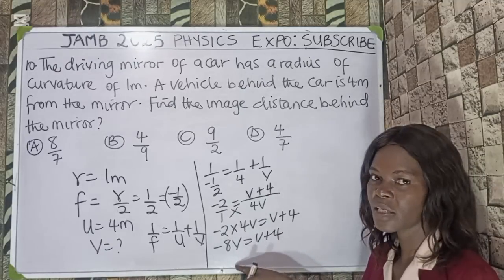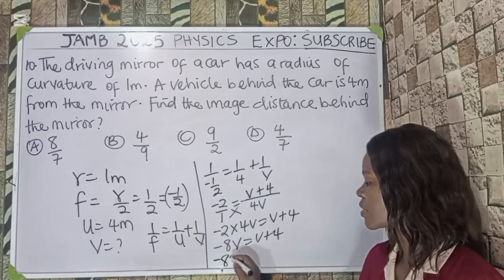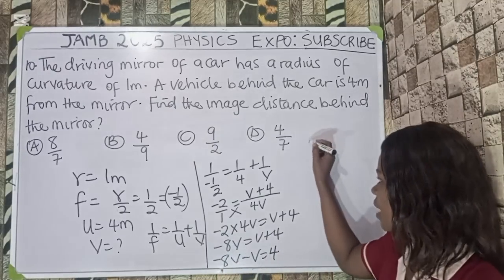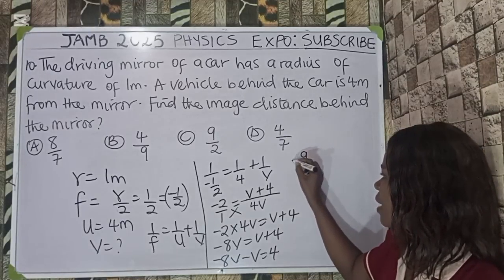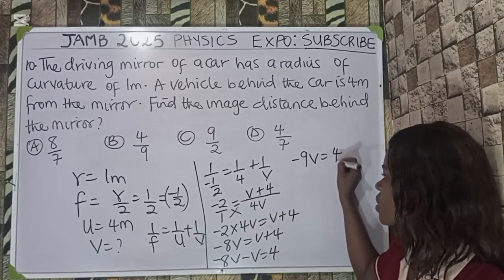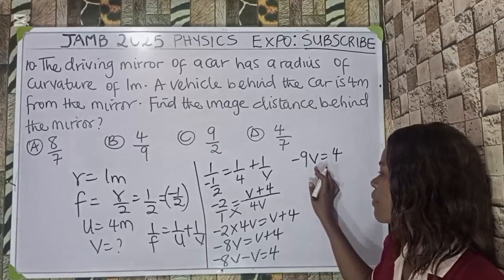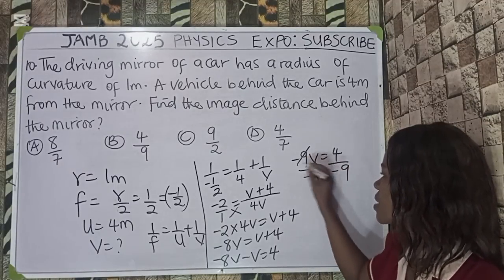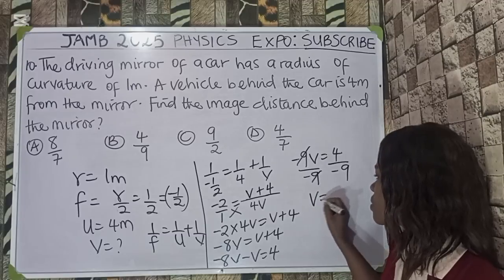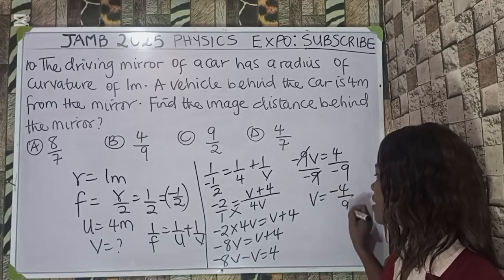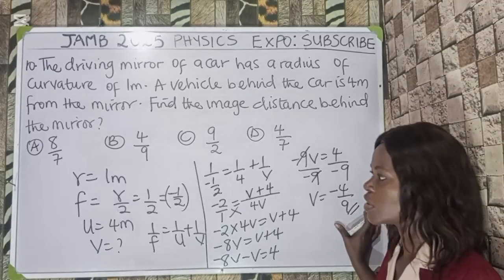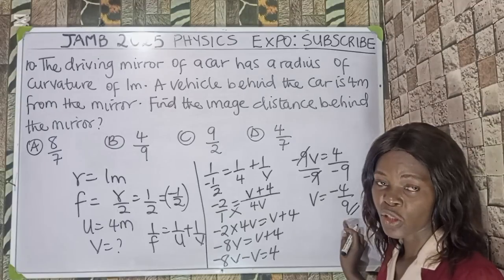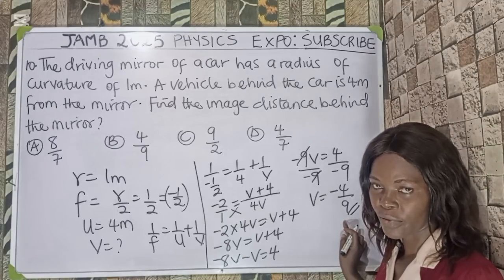Now let me take this v to the other side. That is minus 8v minus v is equal to 4. That will give me minus 9v is equal to 4. Is that clear? So if I make v the subject, I divide both sides by minus 9. So this cancels this. So you have that v is equal to minus 4 over 9. Alright? So the answer to this question is option B. Now you know why you have a negative sign, because the image is negative.